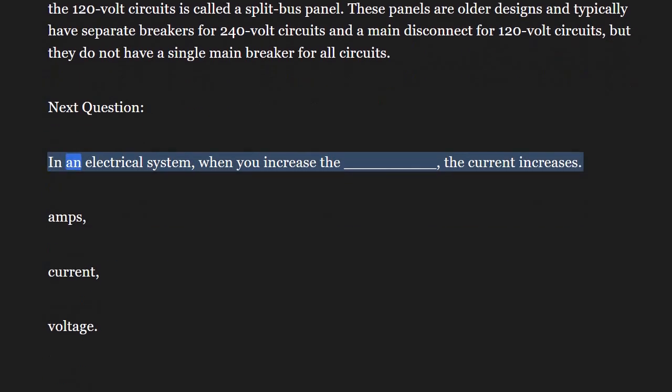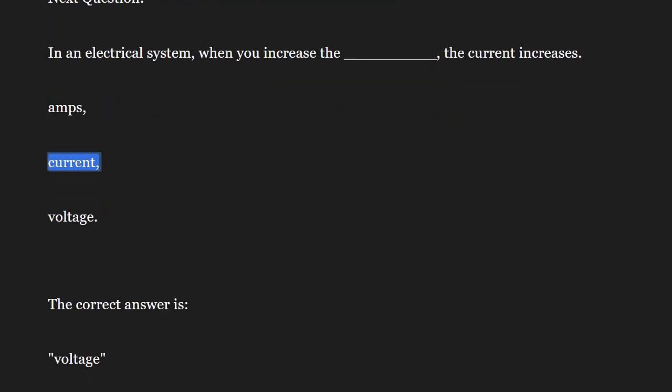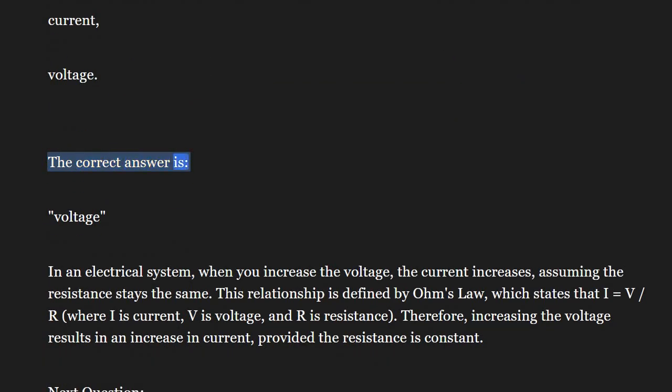Next question. In an electrical system, when you increase blank, the current increases. Amps, current, voltage. The correct answer is voltage.